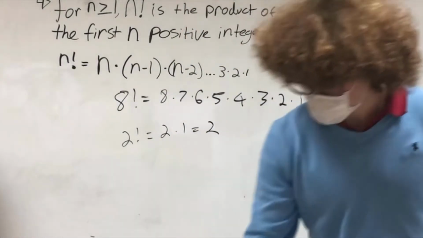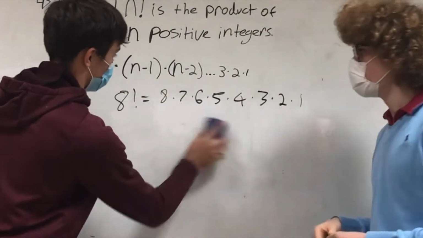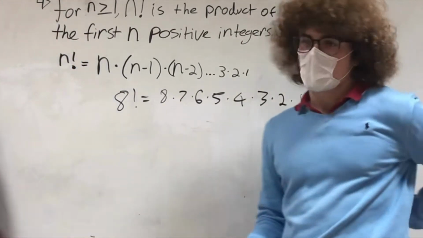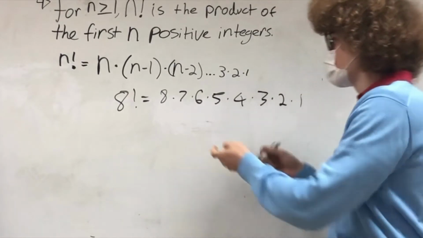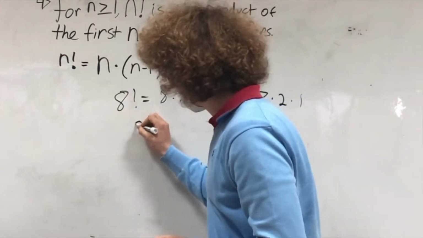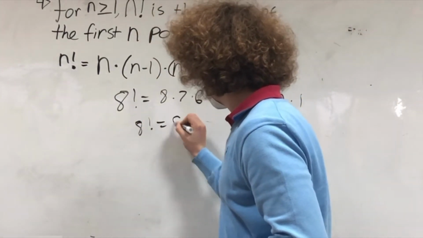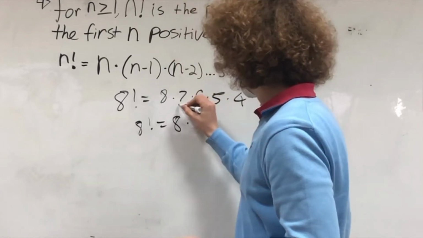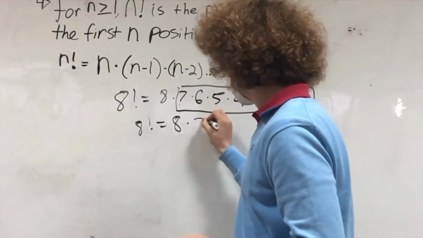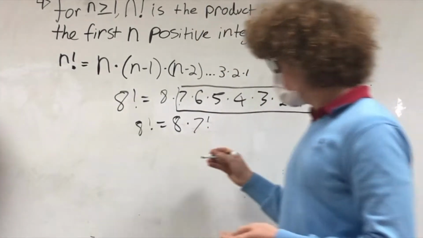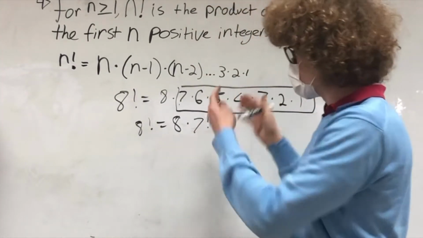Okay, now let's think about 8 factorial for a second, guys. How can we express this differently? Pause and think about it. Well, you can express this differently because 8 factorial is equal to 8 times, notice this bit here, which actually means 7 factorial. So that's how you express it.